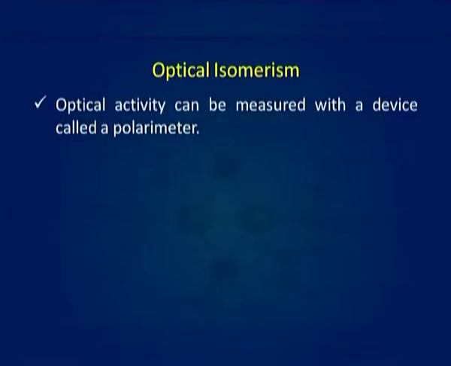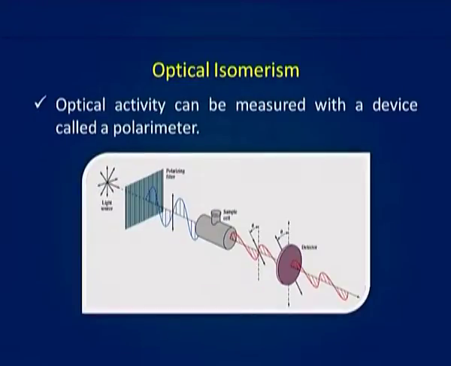Optical activity can be measured with a device called a polarimeter. Here you can see the polarimeter. The plane of polarization of plane polarized light is rotated through angle theta. Here you can see the angle of rotation. This is plane polarized light, which when it passes through the compound is rotated through an angle theta.